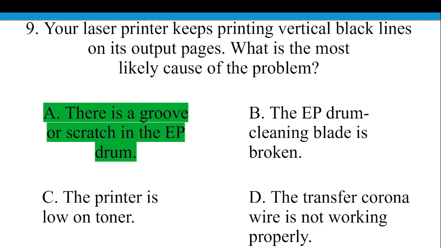The answer here is A. There is a groove or scratch in the EP drum. So when it comes to vertical black lines, it always has to do with the EP drum.